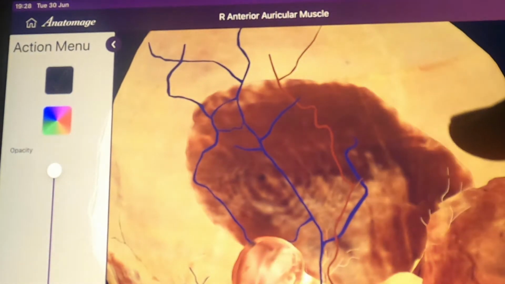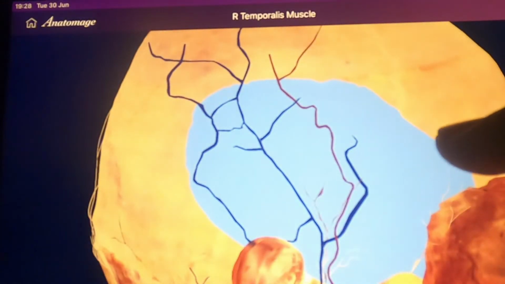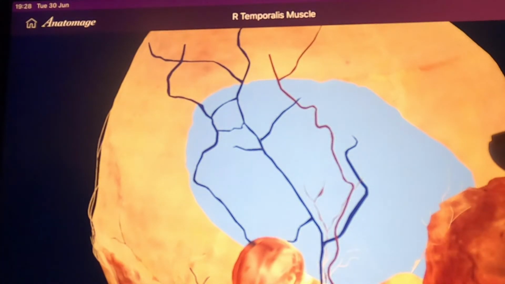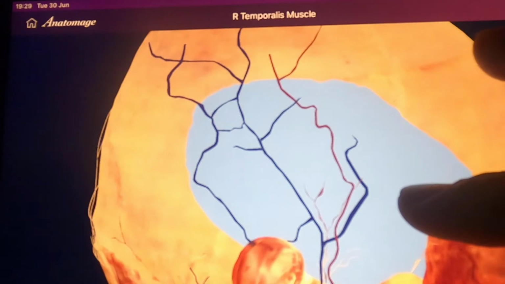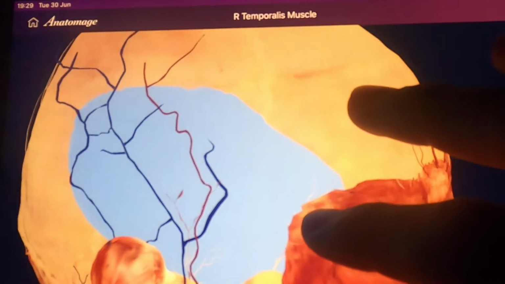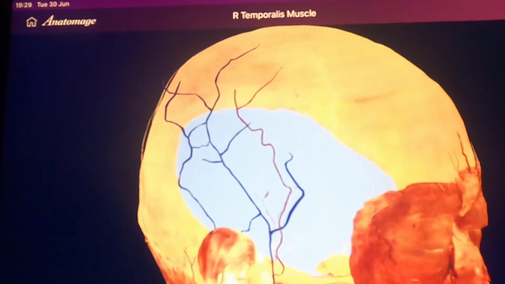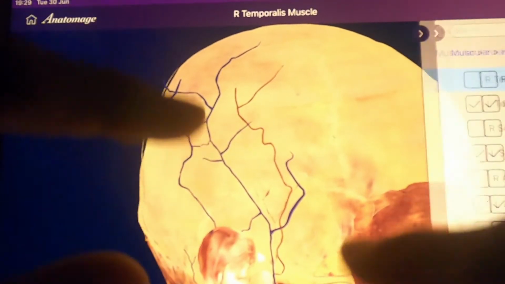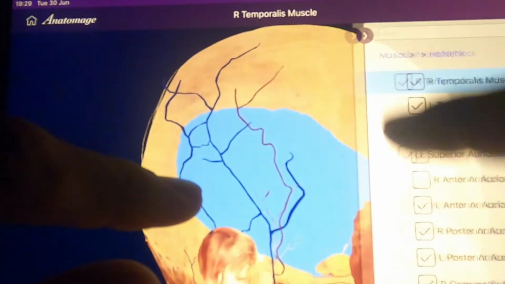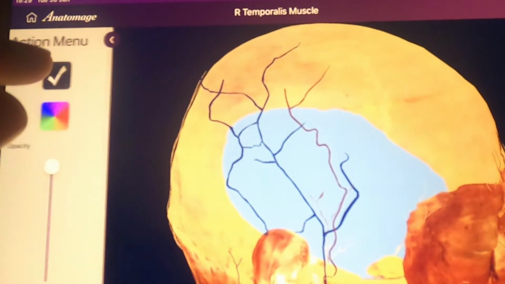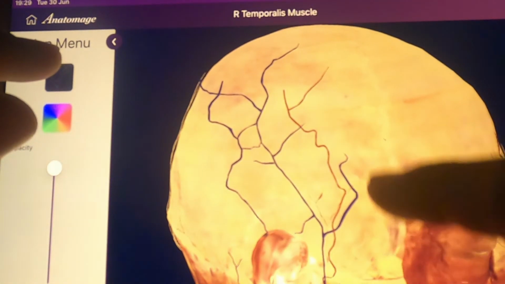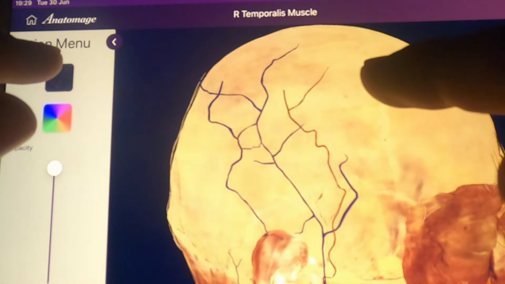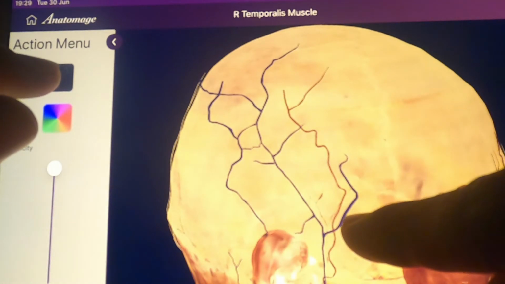Let's remove. So you can see here we have the temporalis muscle. That's a broad radiating muscle that's situated at the side of the head and also covers much of the parietal and temporal bones. Let's remove so you can see the bones here. Okay, you can see with and without the muscle. Here we have the frontal bone, here we have the parietal bone, and here the temporal.